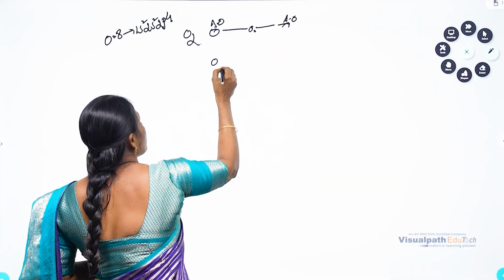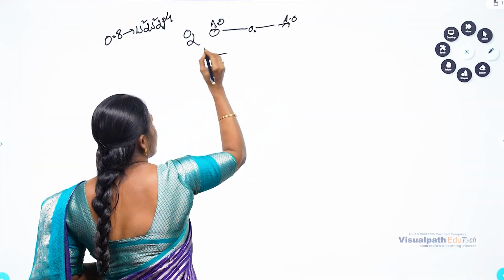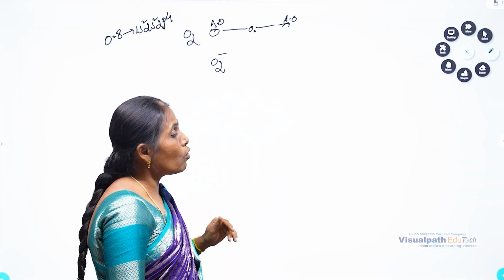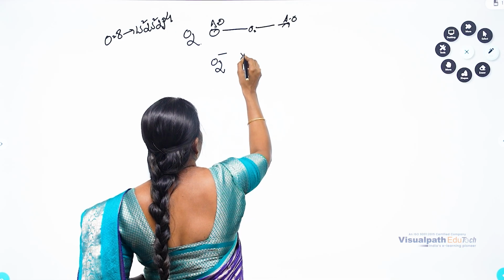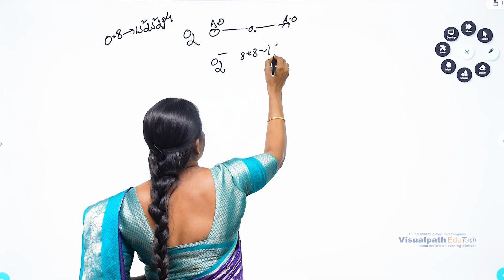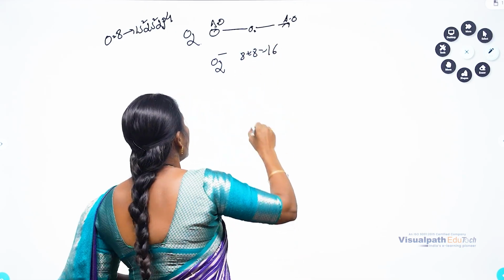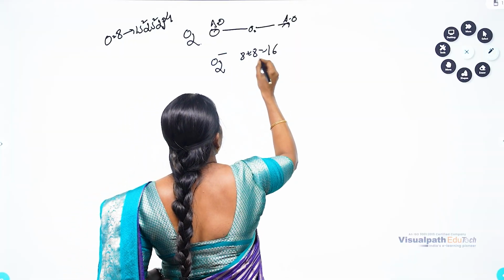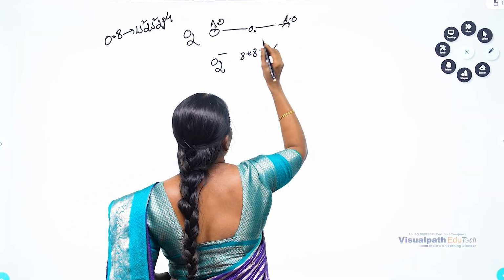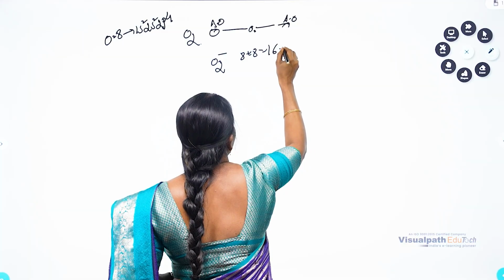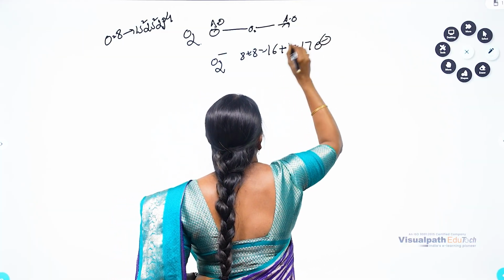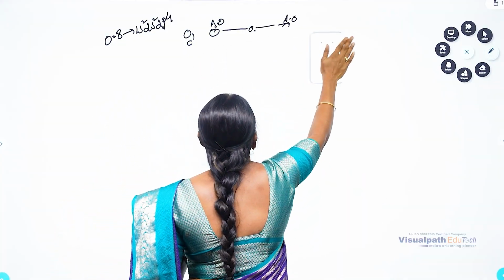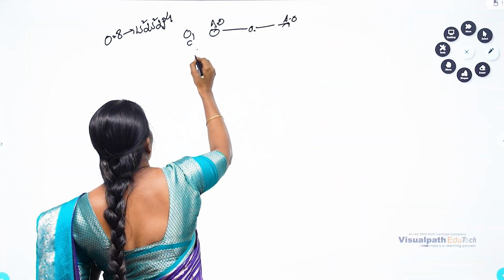So O2 minus. So here O2 minus means generally oxygen has 8 plus 8, 16 electrons. Okay. So O2 minus means here 1 negative charge is there. 1 negative charge means here we add 1. So total 17 electrons are there. So now we see here the MOT diagram of the O2 minus.